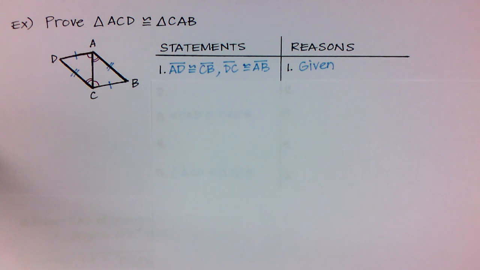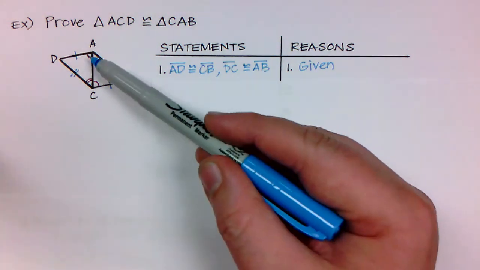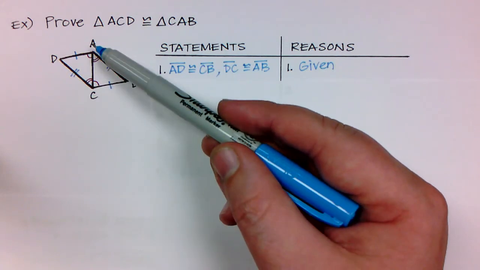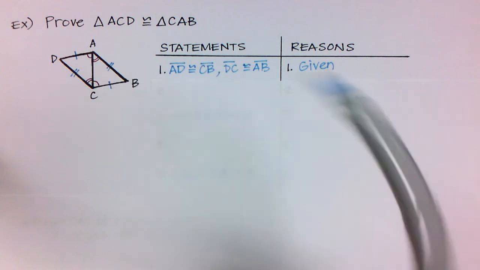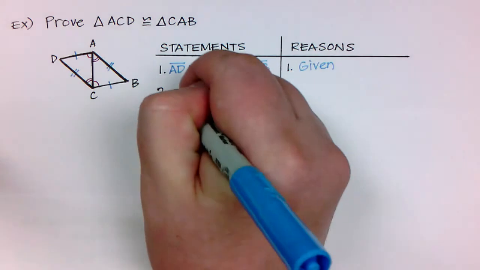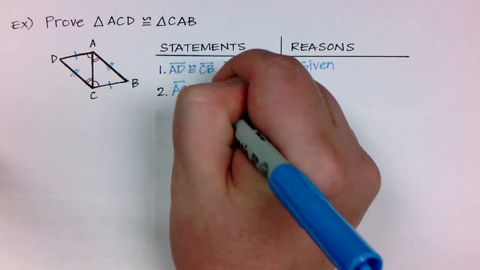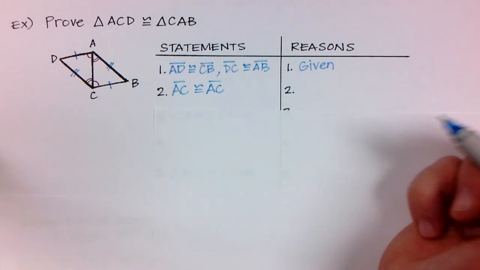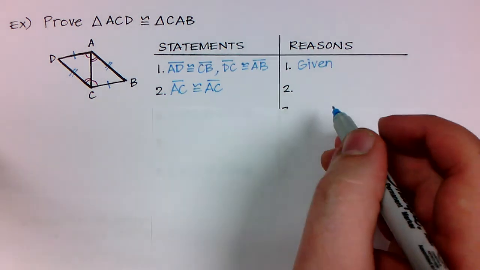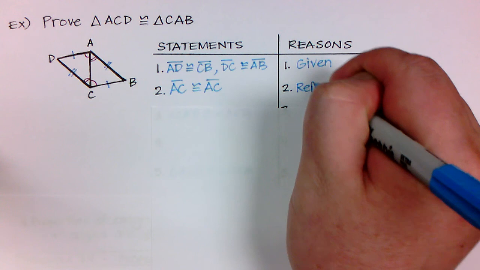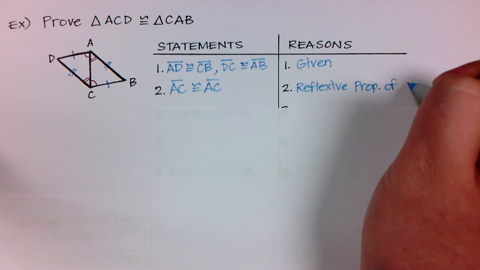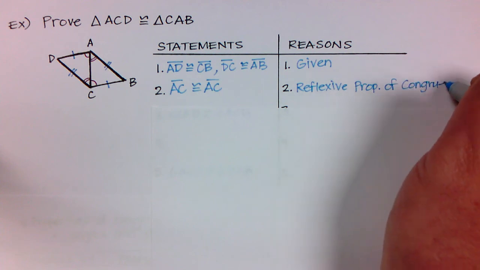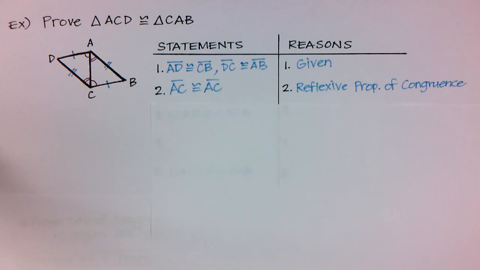So I need to prove that all of the corresponding sides are congruent, which means that there still is a third side I need to prove, which is congruent, and that's AC, which is actually the same side in both of those triangles. So I'm going to write that AC, and it looks kind of funny, is congruent to AC. This right here is really the reflexive property of congruence. Okay? So I'm done with proving that all the corresponding sides are congruent.